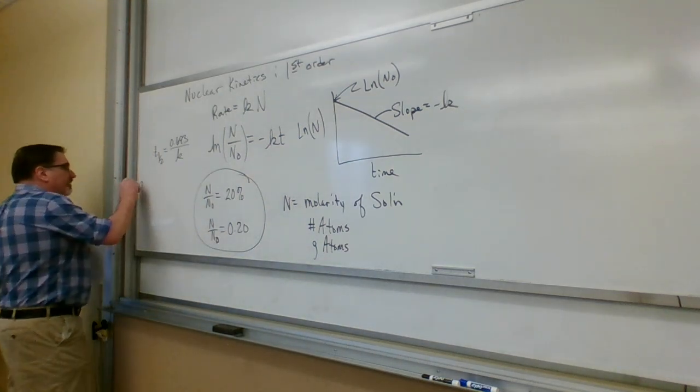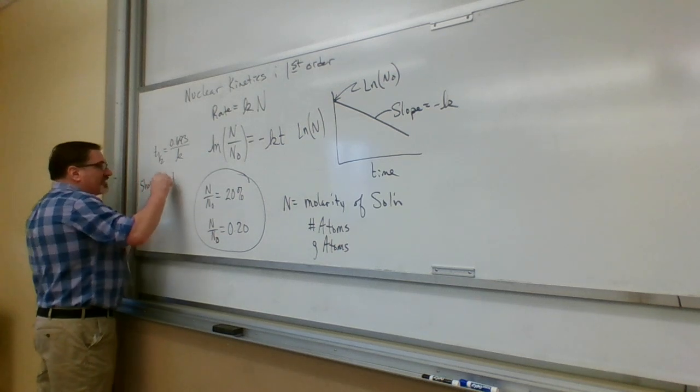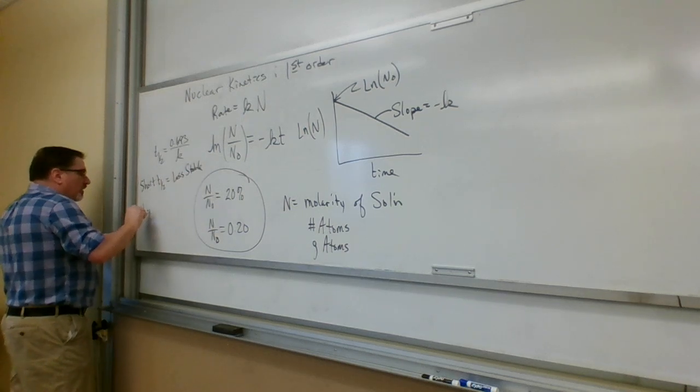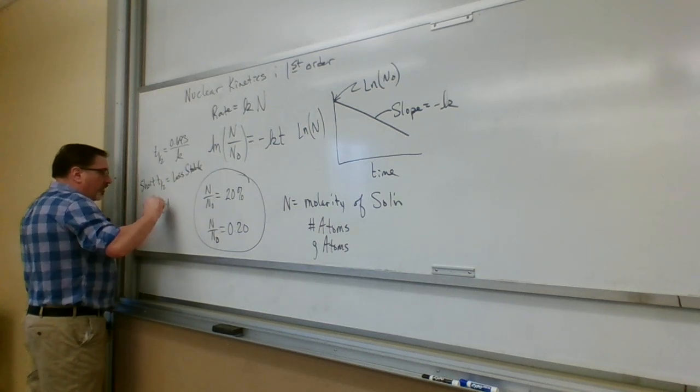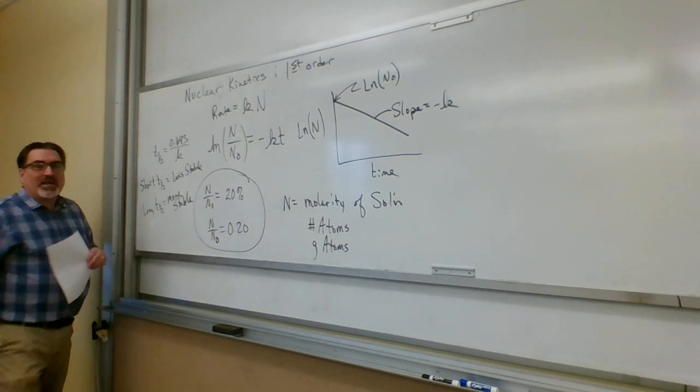Shorter half-life means less stable. Long half-life means that it's a more stable isotope.